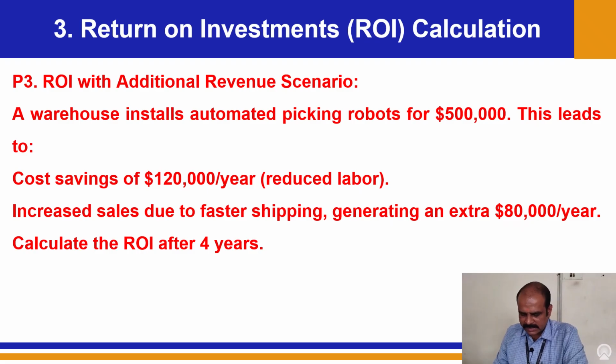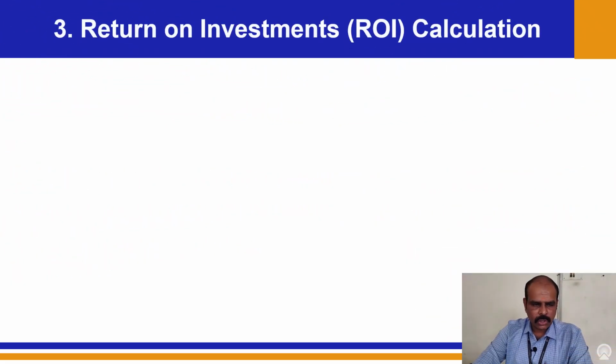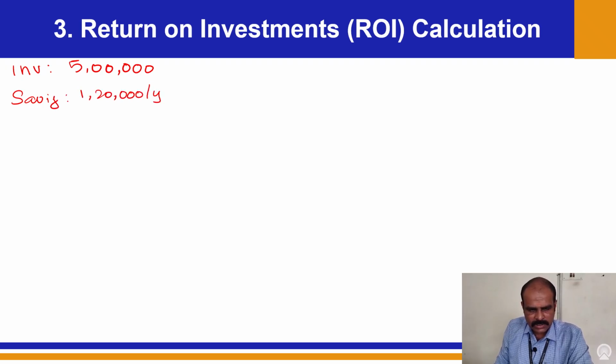Here we are getting something different, so we'll see how to solve this particular problem. Now we'll solve the problem from the given data. First thing is the investment. On the robot we invested an amount of 5 lakhs. Then the savings: the savings we have got is 1,20,000 per year, and the problem says that the ROI has to be calculated for 4 years.